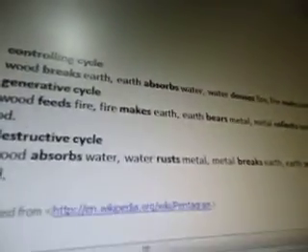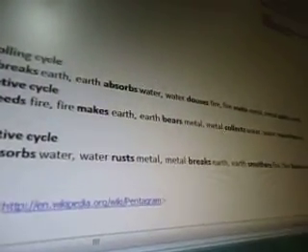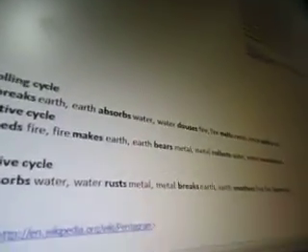Wood feeds fire, fire makes earth, earth bears metal, metal collects water, water nourishes wood. Destructive cycle: wood absorbs water, water rusts metal, metal breaks earth, earth smothers fire, fire burns.